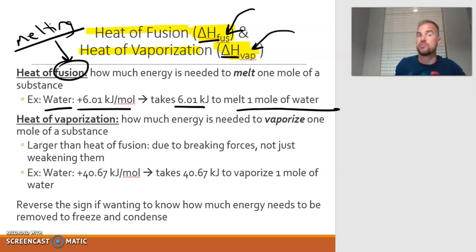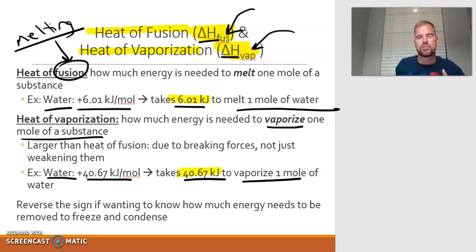Heat of vaporization is very similar, but it's the amount of energy needed to vaporize 1 mole of a substance. If I were to look up water in the back of a textbook, the heat of vaporization would be about 40.67 kilojoules per mole. In other words, it takes 40.67 kilojoules to fully vaporize 1 mole of water. Now you notice the vaporization value is much larger than the fusion value. That's always going to be the case.